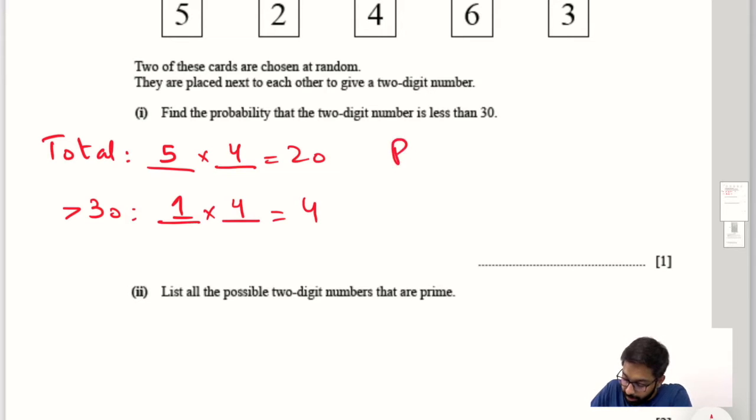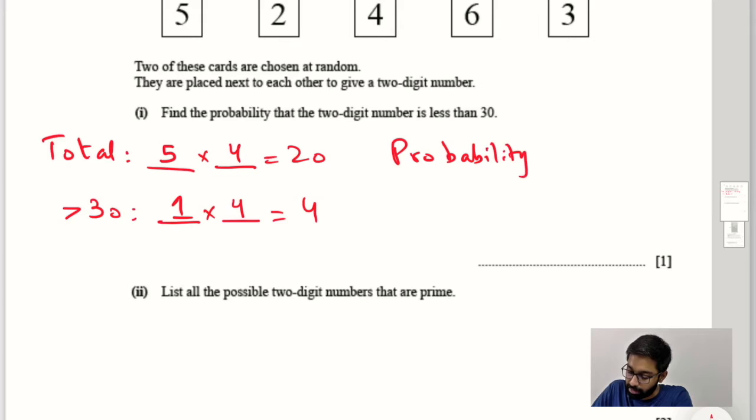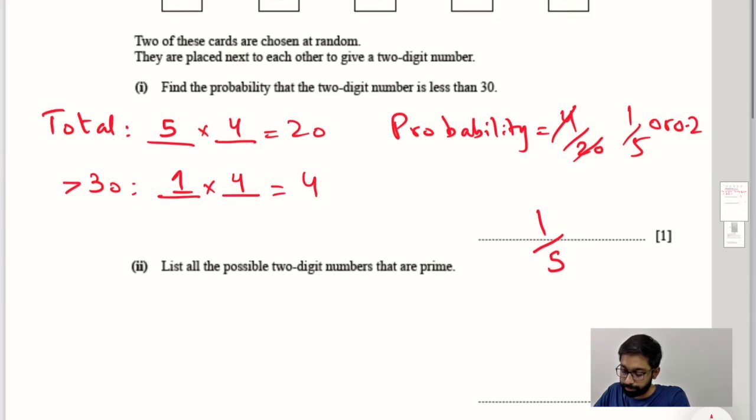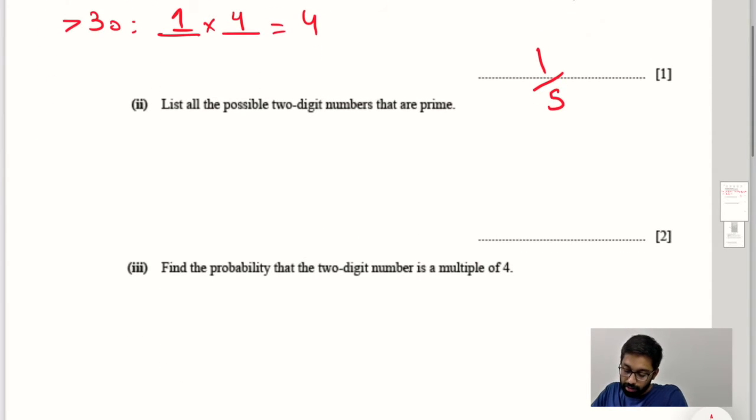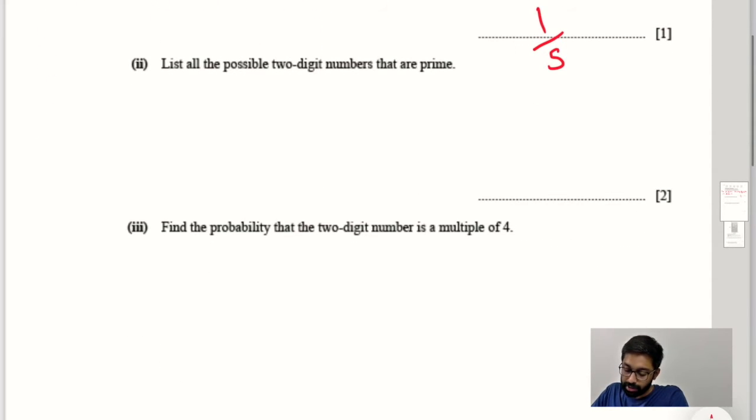Now let's find the probability. The probability of choosing a number less than 30 is 4 over 20. You simplify it, you get 1 over 5 or 0.2. So you write 1 over 5 there. Let's move on. List all the possible 2-digit numbers that are prime.